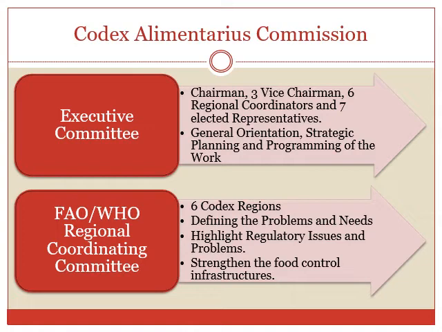So next, the FAO/WHO Regional Coordinating Committee. It comprises six Codex regions, each represented by the joint FAO/WHO Regional Coordinating Committee. This committee is responsible for defining the problems and needs of the region concerning food standards and food control. By working collectively, regional level countries are able to highlight regulatory issues and problems arising from food control in order to strengthen food control infrastructure.